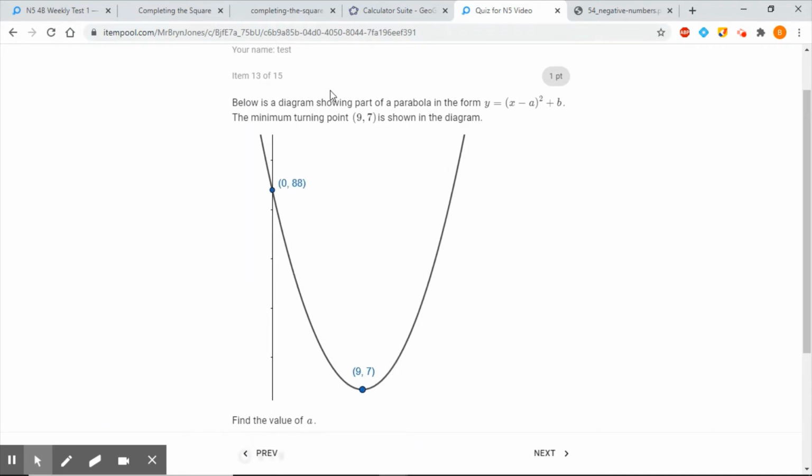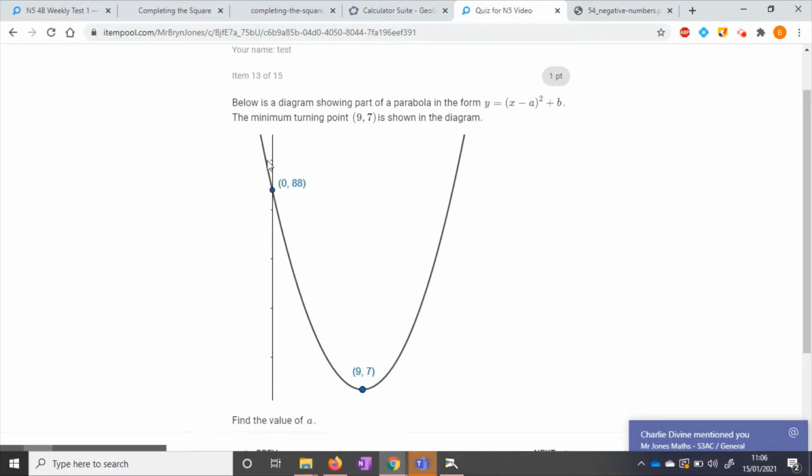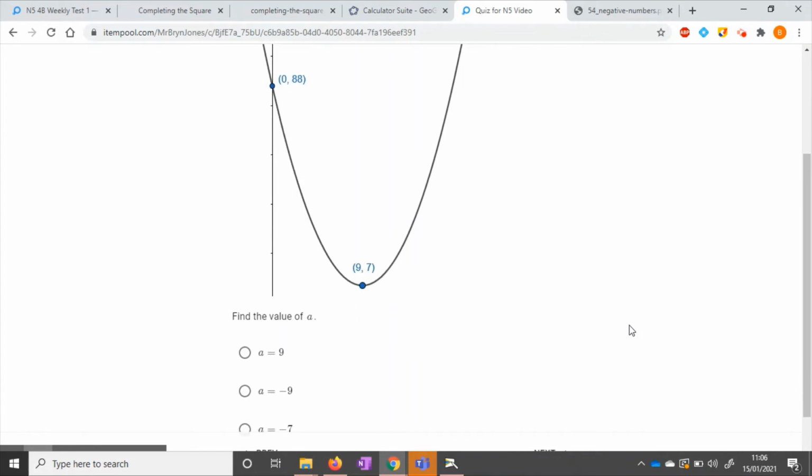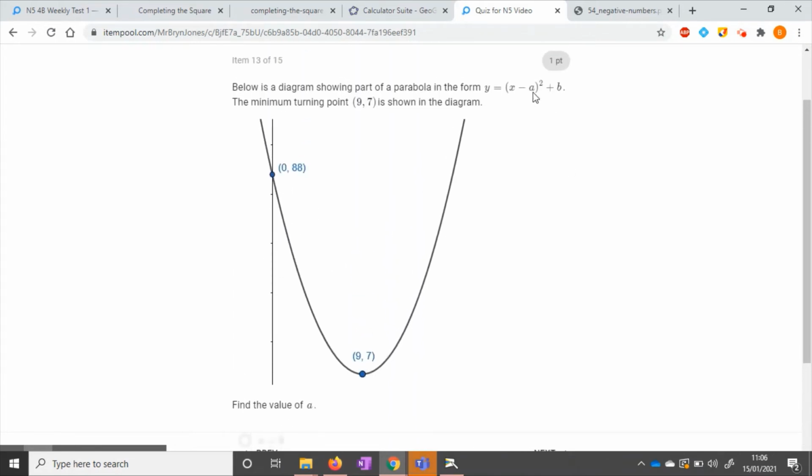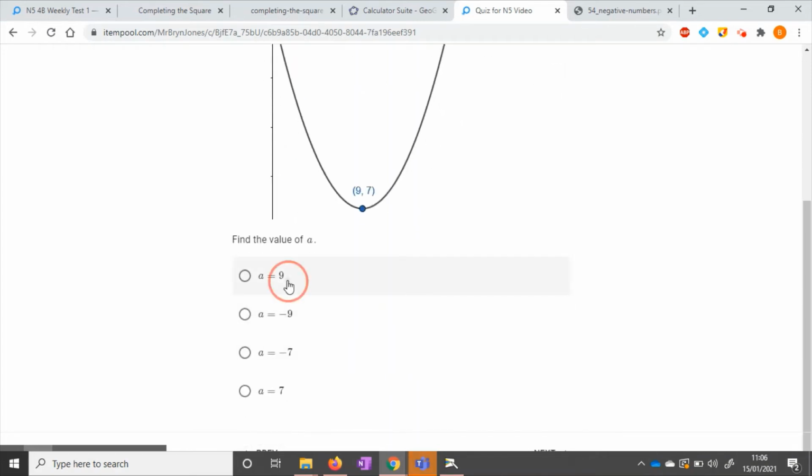Okay, so the next question, we are given a parabola in this form, and we've also got a turning point noted on the question here is 9, 7. Okay, so let's find the value of a. So a in this case, x take a, so this is the form that we're interested in, and a we can see is going to be 9, because remember a would be 9 and b would be 7. So a equals 9. Yeah, a few red herrings there, but let's check that we're correct, and in fact we are.